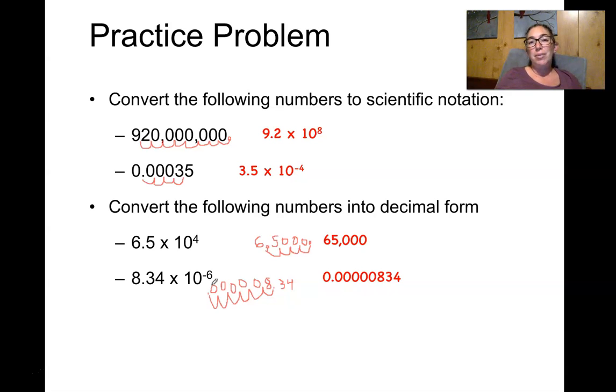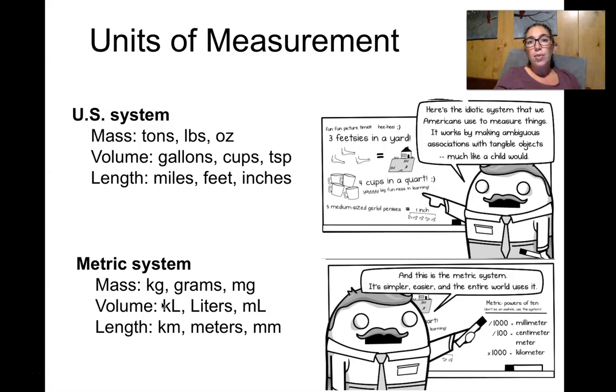0.0000834 is this number written out. So you can see that writing in scientific notation just makes these numbers a little bit more manageable to work with. So when we're talking about units of measurement in science, really, we're talking about using the metric system.